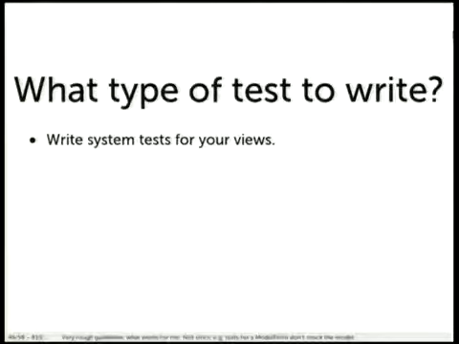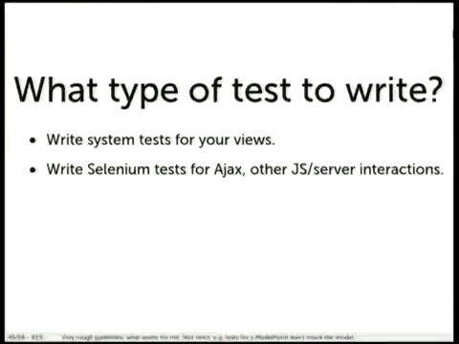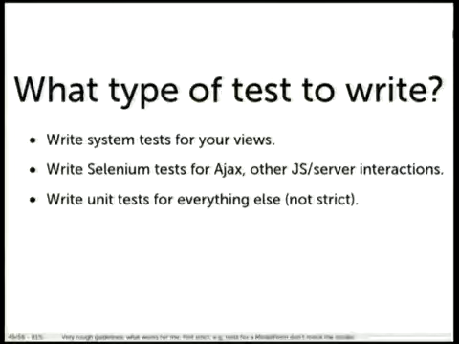So here's my rules of thumb on what kinds of tests to write and how many. And this is something where it's going to depend a lot on your project. You may have different opinions. I think you won't go real far wrong if you do something like this. Write system tests for your views. Write the Selenium tests that you need to test interactions between client-side code and server-side code. Write as few of both of those as you can. I'll show in the next slide what that looks like.